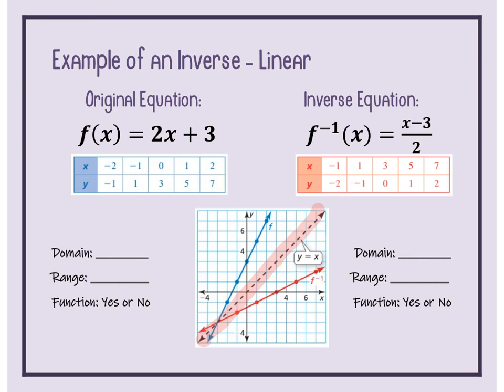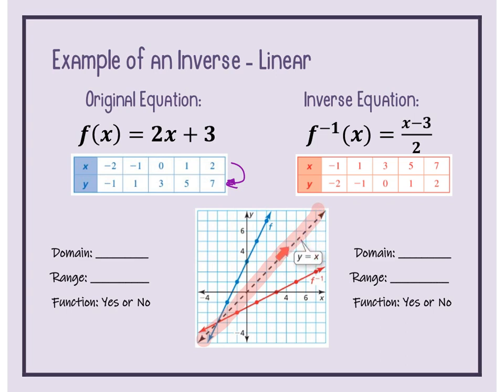So again, these are going to switch. Your x's now become your y's, and your y's become your x's. So we know that if we have an inverse, the table locations are going to switch. All your x's become y's, and all your y's become x's. We also need to remember that it's a reflection over y equals x.